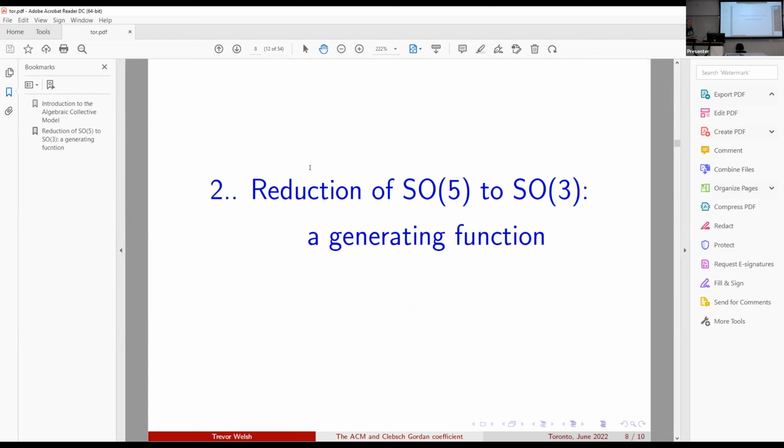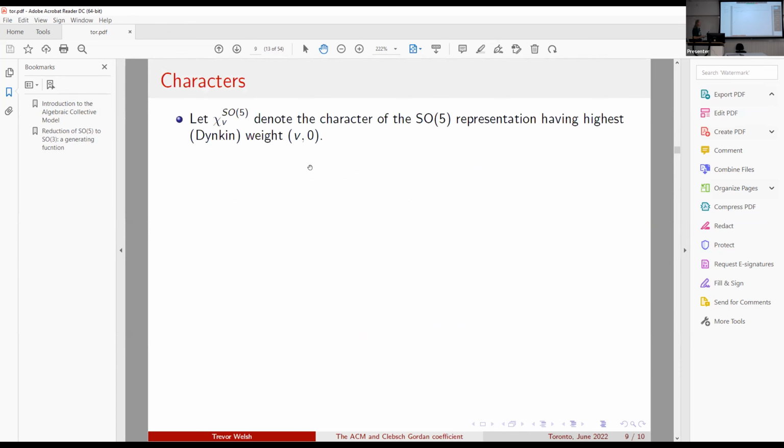So this is where I switch from a physics voice to a maths voice. I'm going to now talk about characters of representations of SO5 and indeed SO3 and SU5. I don't know if people far back can see that. Can you read that, Joe? Oh, you've got a laptop, okay.